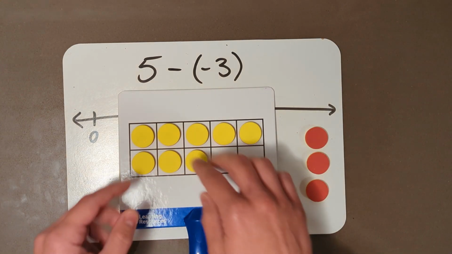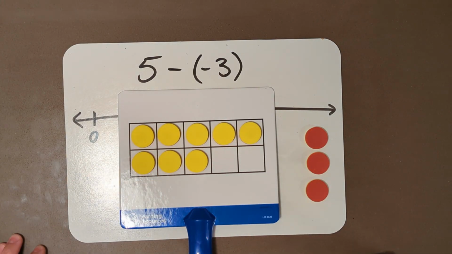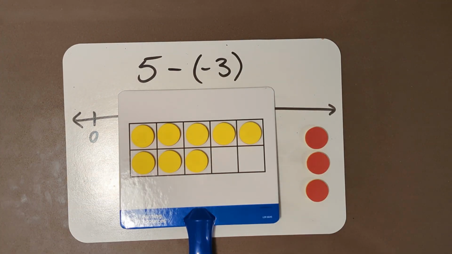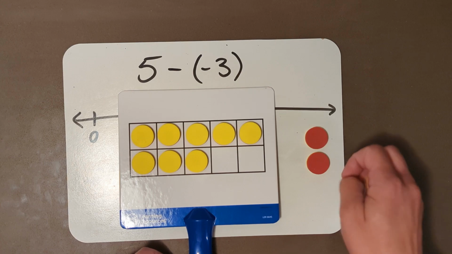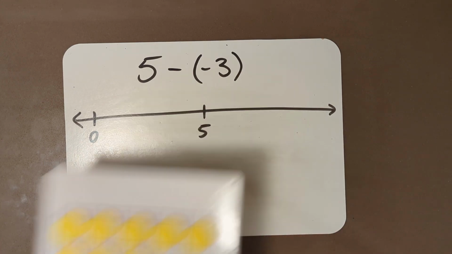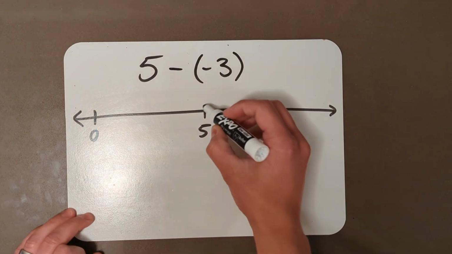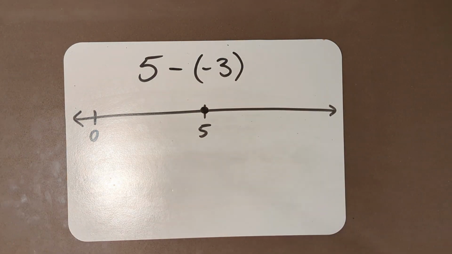What are we left with? We have 8 yellow counters or 8 positive counters, so our difference there is going to be +8. Okay. So this concrete model, we'll look at representational. So, and we're starting at 5.